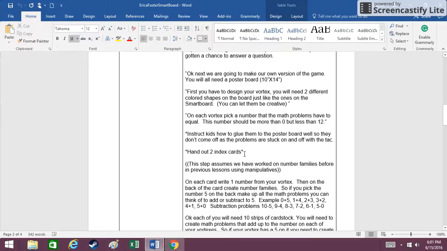We probably would have already done this a lot by now. So I would put their 2 vortex numbers on there, 1 on each card, and have them just write down as many problems as they can think of that equal that number. So for instance, if the number was 8, they could write 4 plus 4, 5 plus 3, 20 minus 12. They can write whatever they want on there. They could write 108 minus 100, whatever they wanted to be for their numbers.